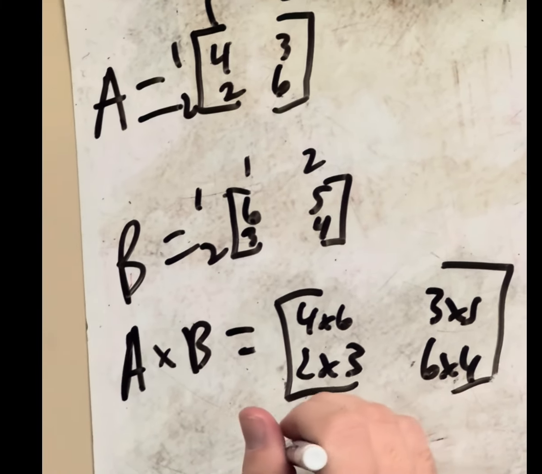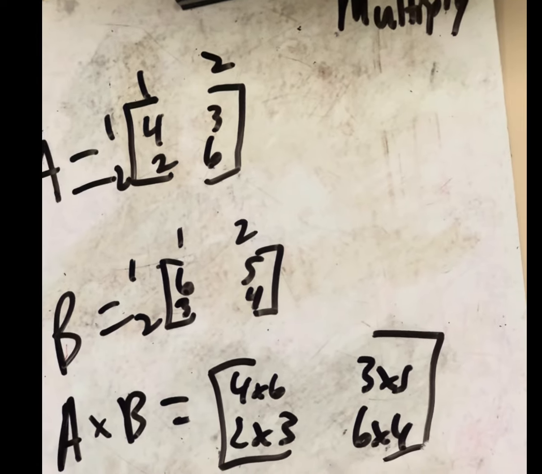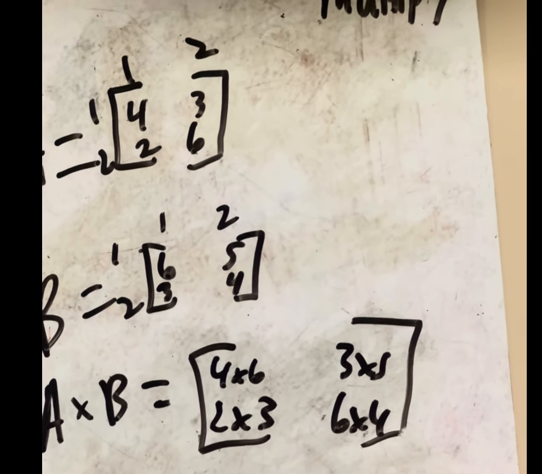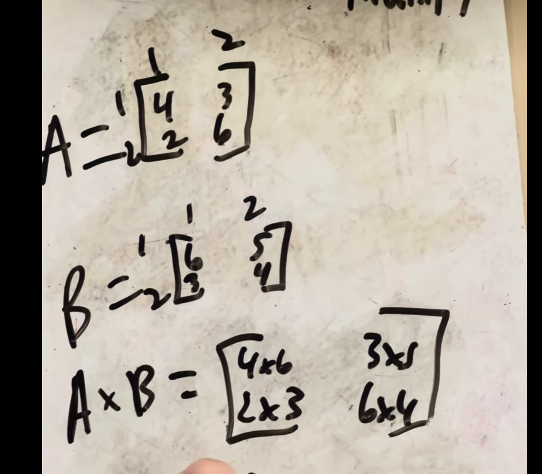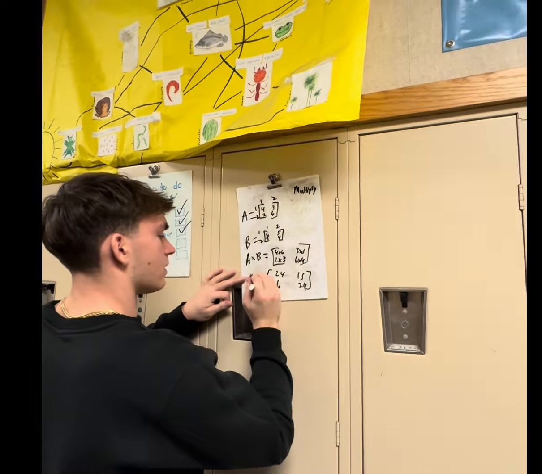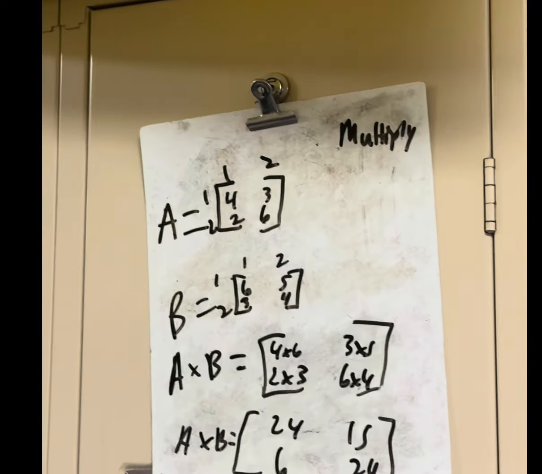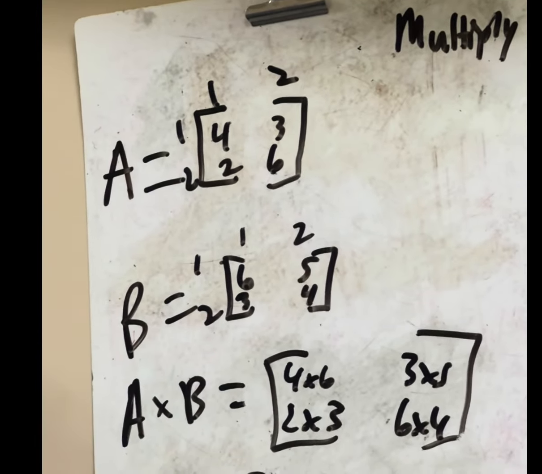Now obviously we have to do multiplication to find these answers. So 4 times 6 is 24. 3 times 5 is 15. 2 times 3 is 6. And 6 times 4 is 24 again. So the product of this array times this array is going to be this. And now we know how to multiply.